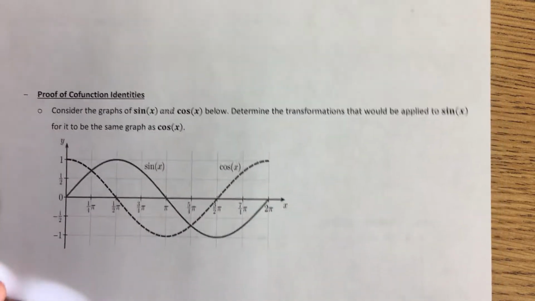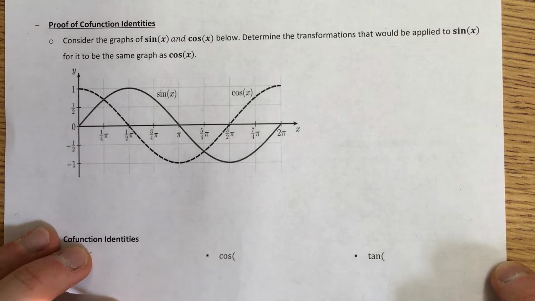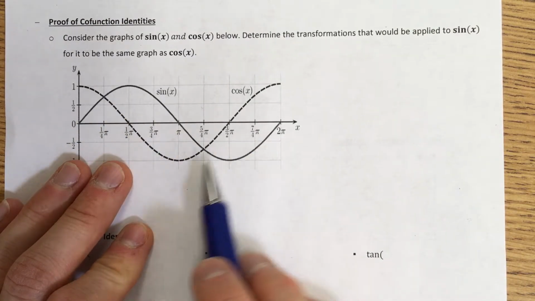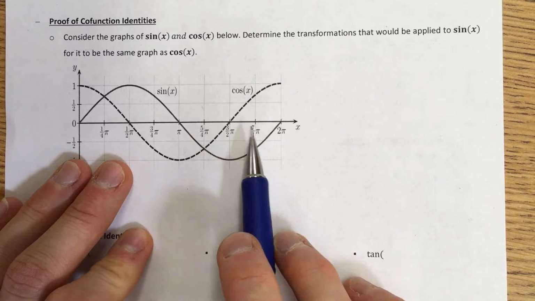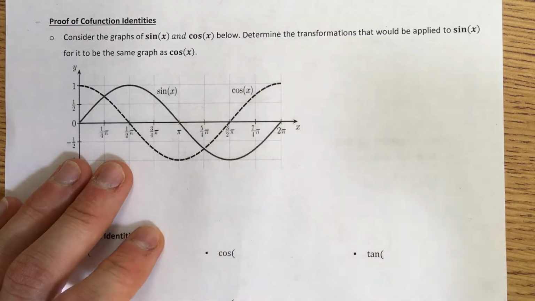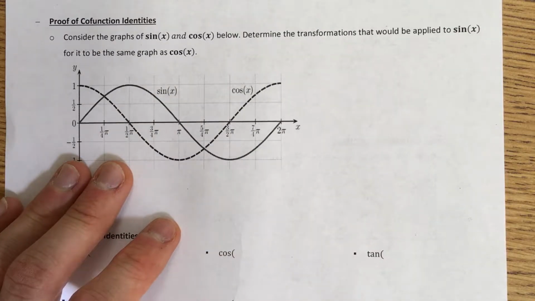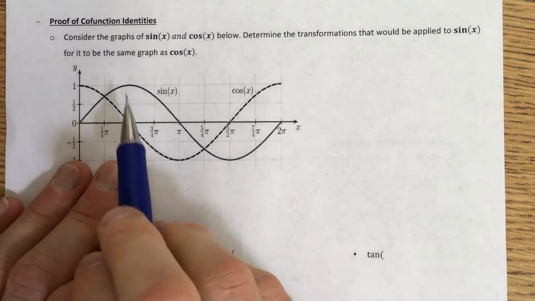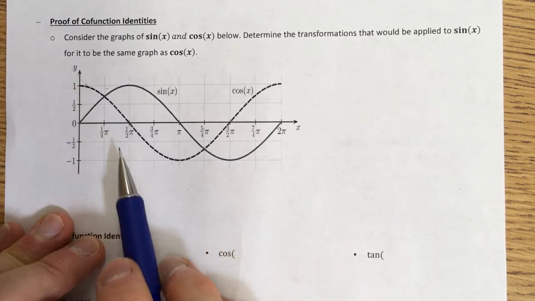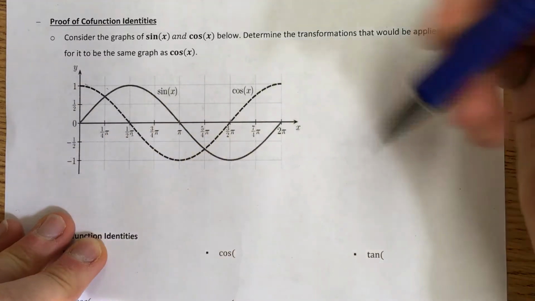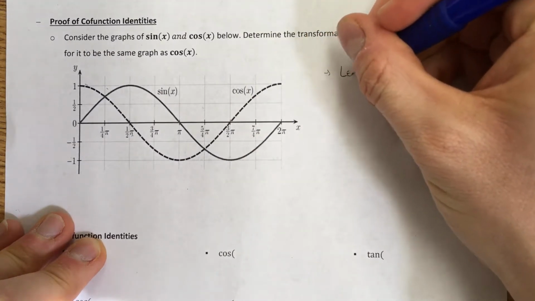Let's move on to cofunction identities. I'm not going to go through all of it. Essentially here we have the sine parent function, that's the solid line, and the cosine parent function, that's the dotted line. And we want to figure out what transformations could be applied to put sine directly on top of cosine. And what a lot of students said is, hey, I can just move it to the left 1, 2. 2 tick marks is pi over 2. So I can move it to the left pi over 2 units. And sure, that is true.